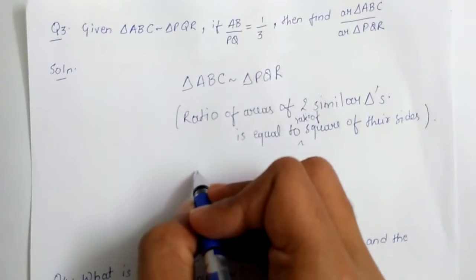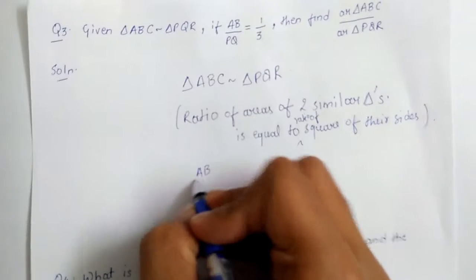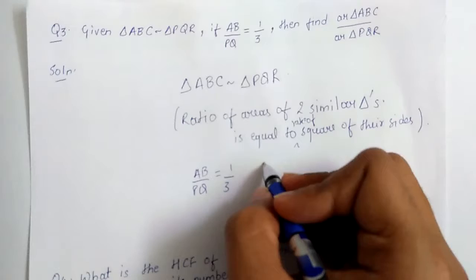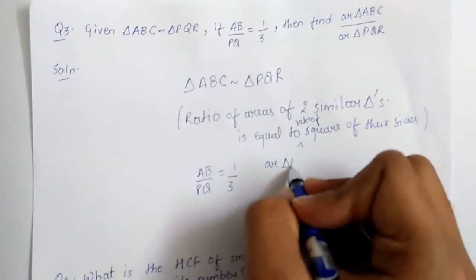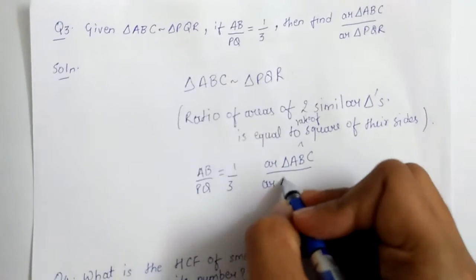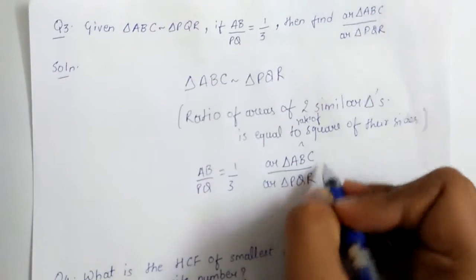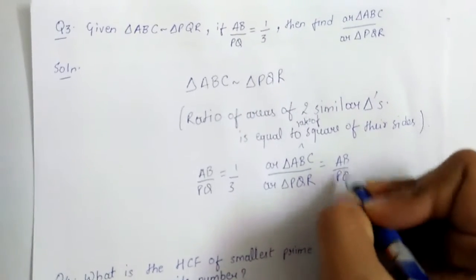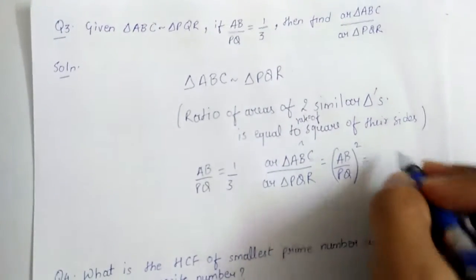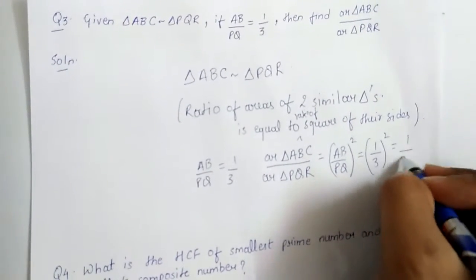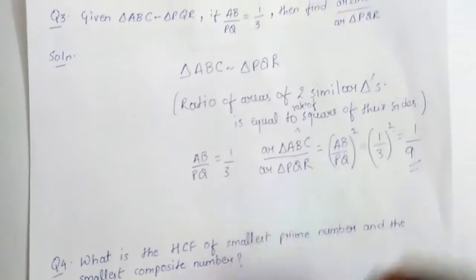Simply, you are given AB by PQ is 1 by 3. So area of triangle ABC by area of triangle PQR will be equal to the square of the side ratio that you are given as 1 by 3. The square of this will be 1 by 9, and this is the answer.